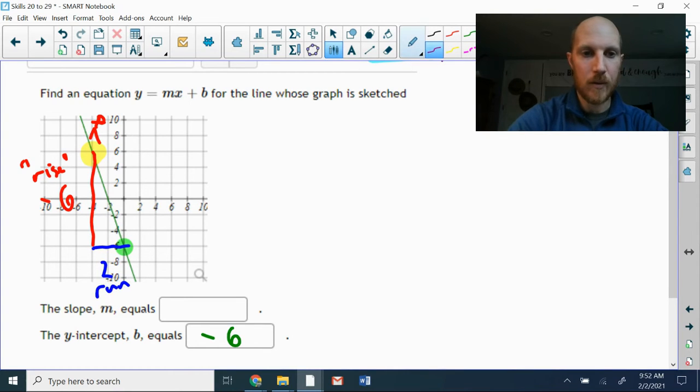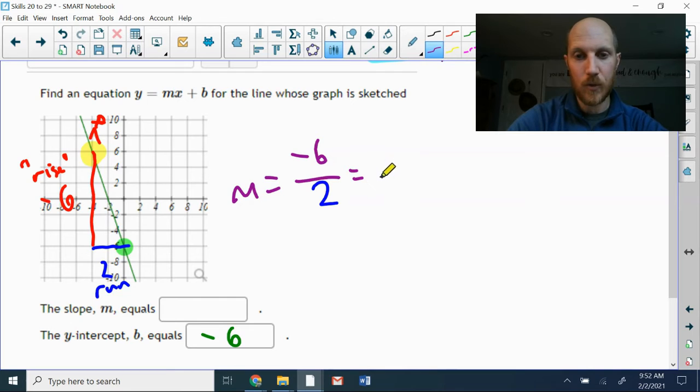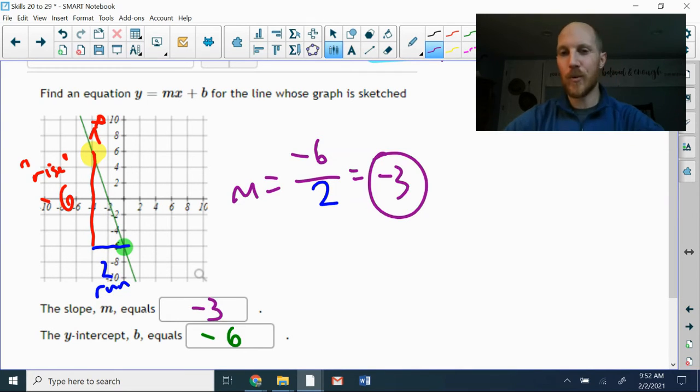So when I put those together in fraction form, the rise number goes on the top, the run number goes on the bottom. Simplify, and in this case, -6 divided by 2, it divides evenly. It's going to give me a slope of -3. If it's a whole number, I don't need to write it in fraction form. I can just give the whole number. So the slope is -3, y-intercept -6.